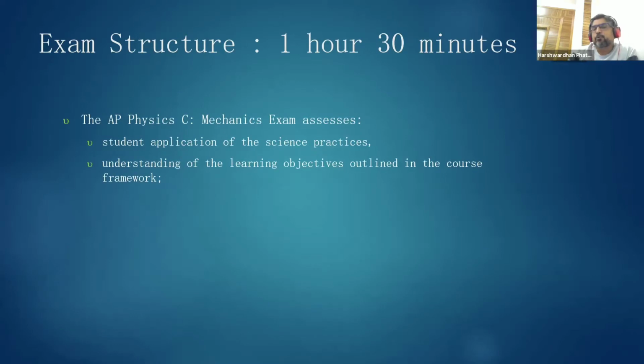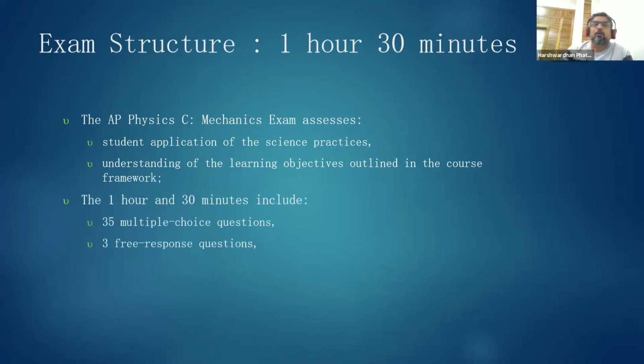It assesses the students' application of the science practices. So most of the problems that the students are likely to see, they are basically related to some practical situation. Understanding of the learning objectives outlined in the course framework. So if they can go through the College Board website, the AP Central website, they have a dedicated page for these learning objectives given on that page. They should go through it, sincere suggestion.